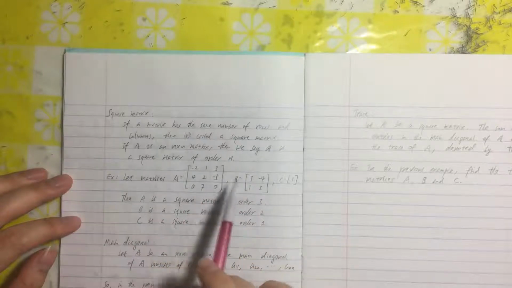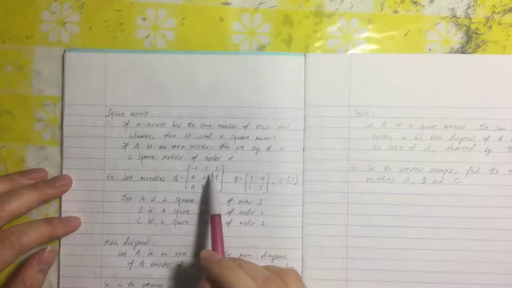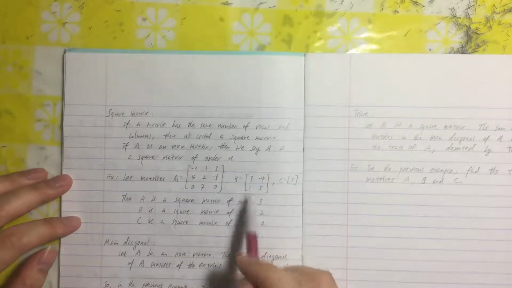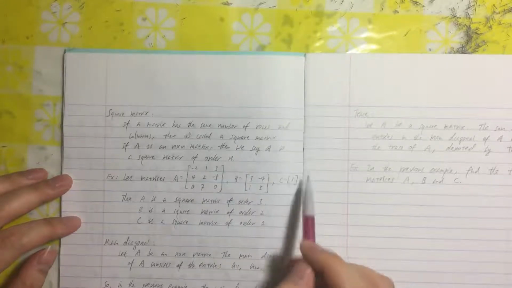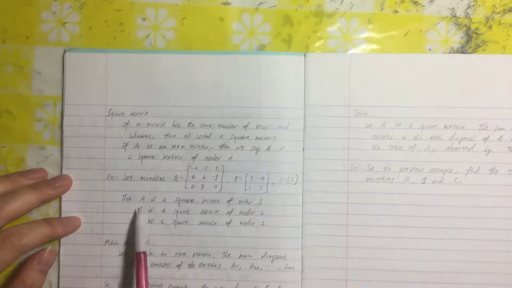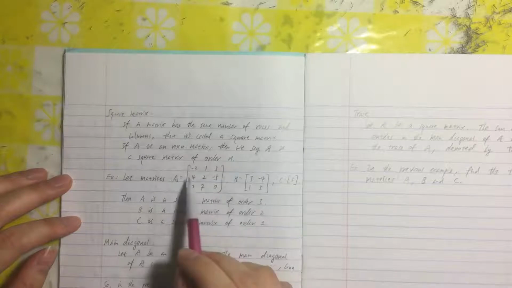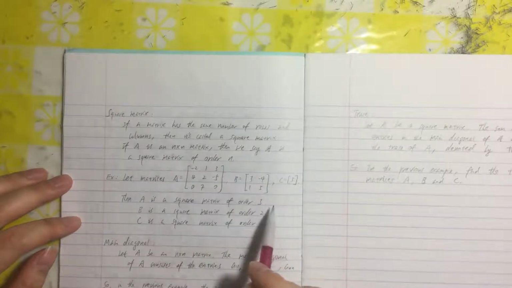Let's look at the following example. Let matrix A be a 3 by 3 matrix. It has 3 rows and 3 columns. Let B be a 2 by 2 matrix. It has 2 rows and 2 columns. Let C be a 1 by 1 matrix. It has 1 row and 1 column. Then we say A is a square matrix of order 3. A has 3 rows and 3 columns. So we say A is a square matrix of order 3.